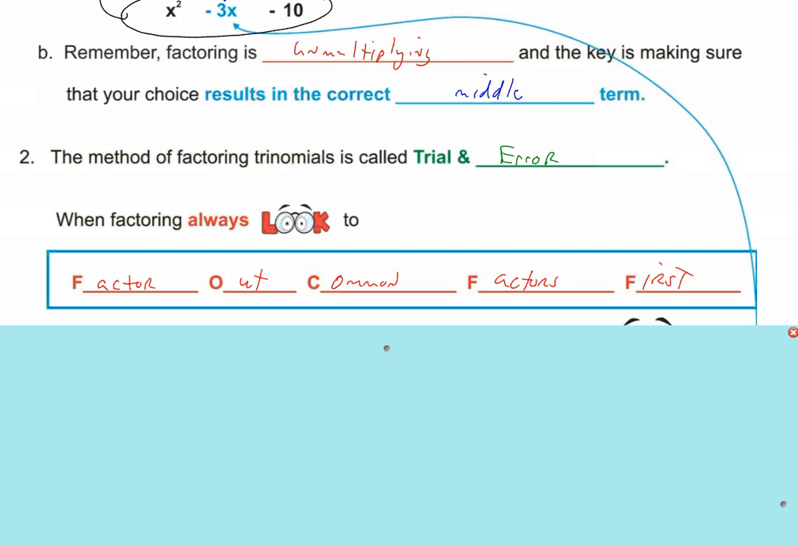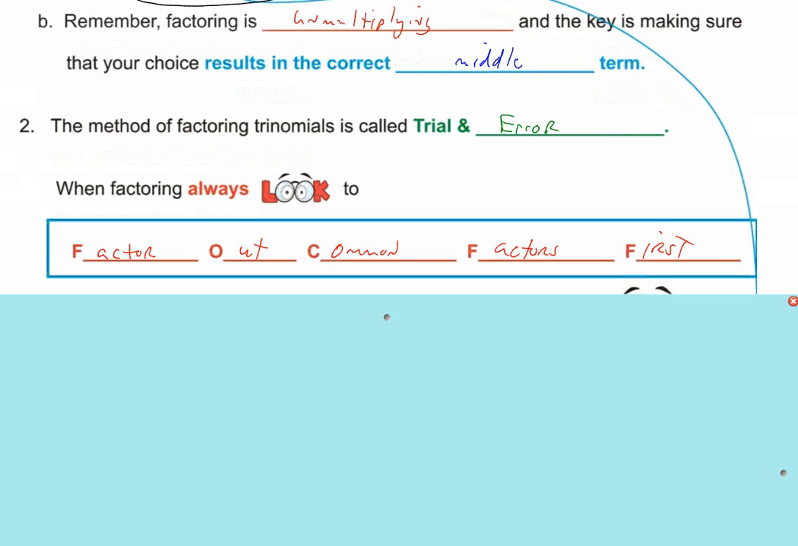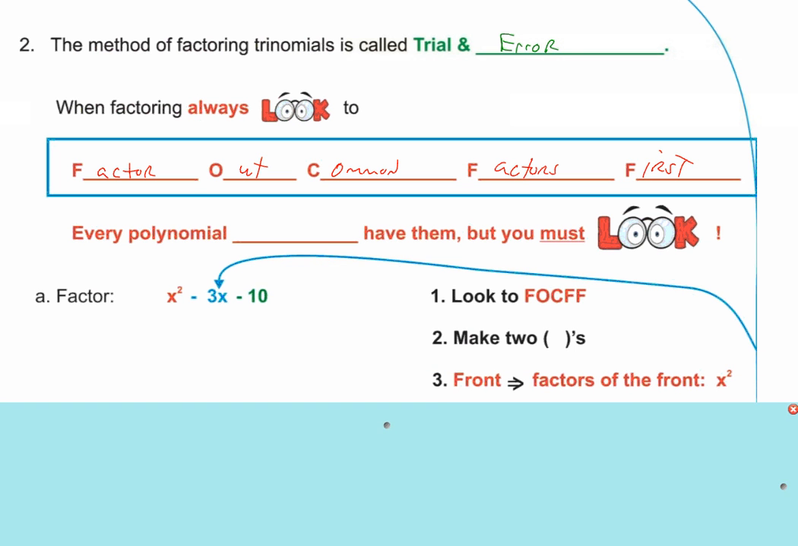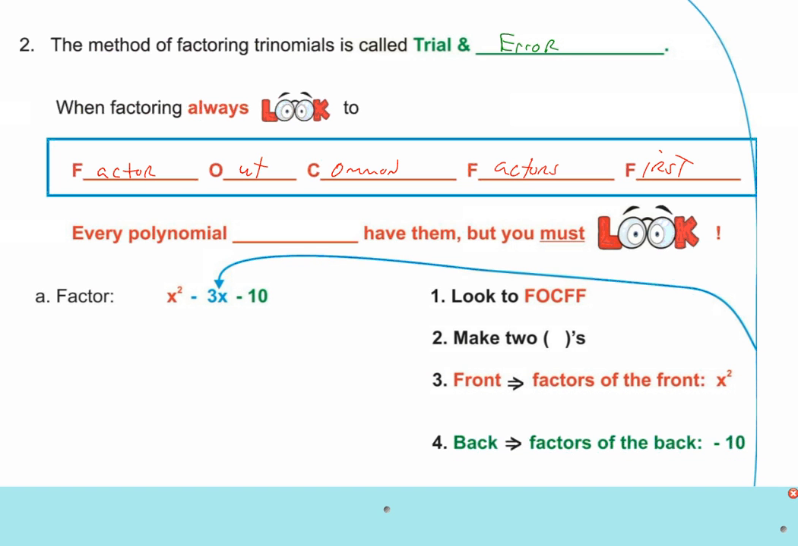So why do students forget to factor out common factors first? Because not every problem has common factors. But when they're there, you got to get them out first. All right, let's do a couple problems. So that's the blank there. Every polynomial does not have them, but you must look. And this is why students forget. Every polynomial does not have them, but you must look. Okay, so this first one, we've got a running total of what to do.